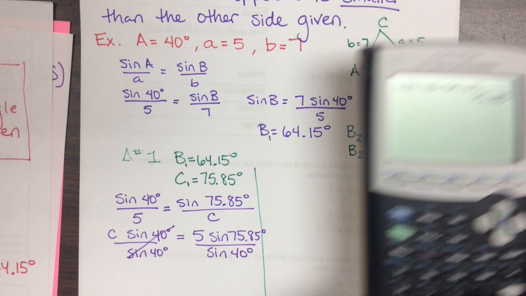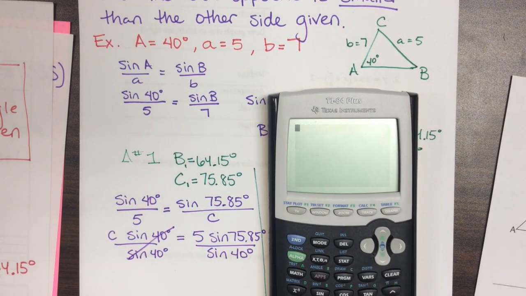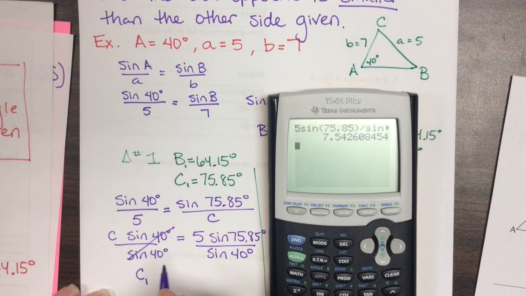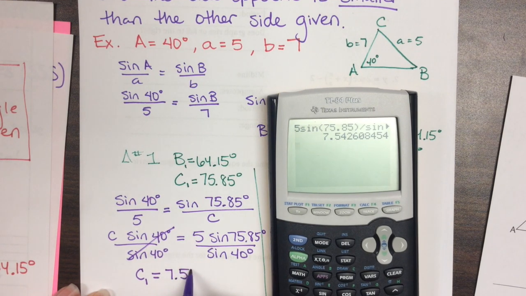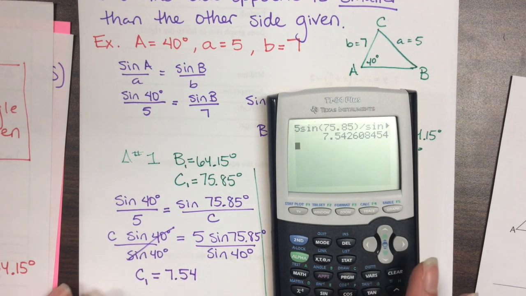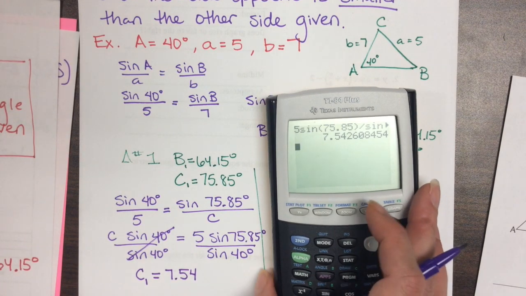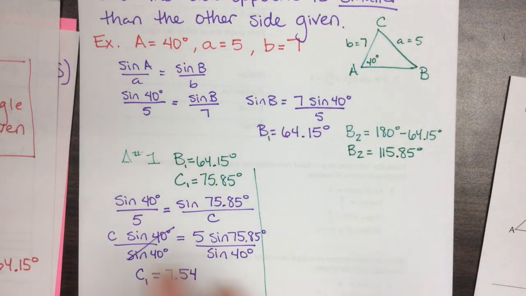And we're ready to go to our calculator. So we're going to do 5 sine of 75.85, make sure you close that parenthesis, divided by sine of 40. And we find that side C1 equals 7.54. So triangle 1 has been solved. Now let's look at triangle 2.